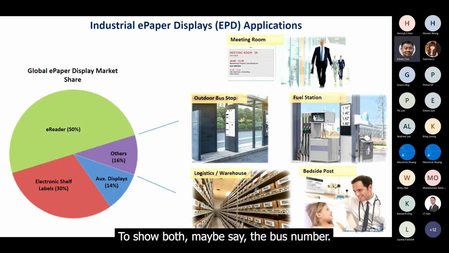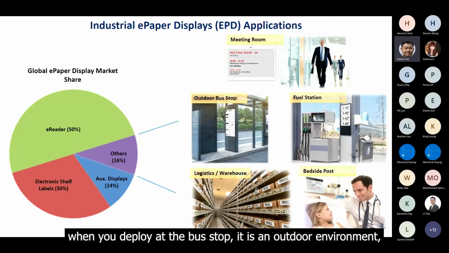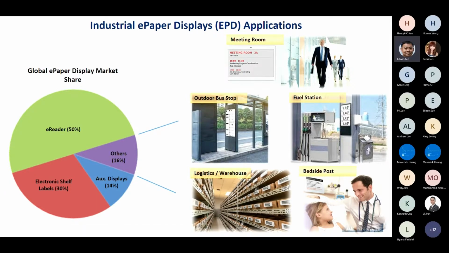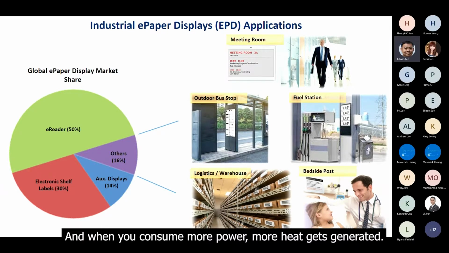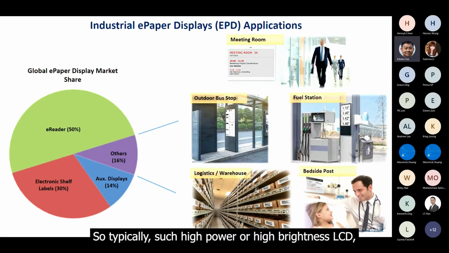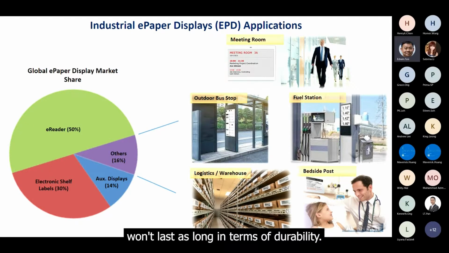both, maybe say bus number, and the bus number don't usually change, right? Real-time passenger information display. So if you compare this with using LCD, when you deploy in the bus, it's an outdoor environment. Under the direct sunlight, you need to brighten the display even more. So that consumes even more power. And when you consume more power, more heat generated. So typically, such high power or high brightness LCD won't last as long in terms of durability.